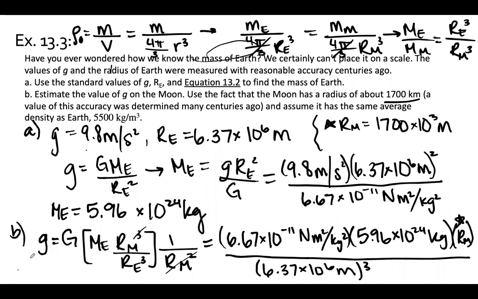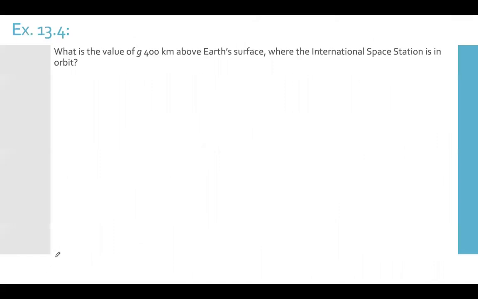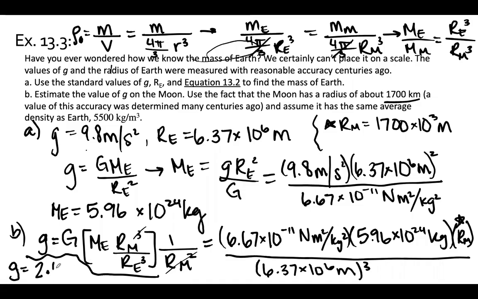So g on the moon is then 0.61, this is what happens when you run out of space, and this is in meters per second squared. So for all that math, we were able to determine the value of g on the moon, which is about a third-ish.